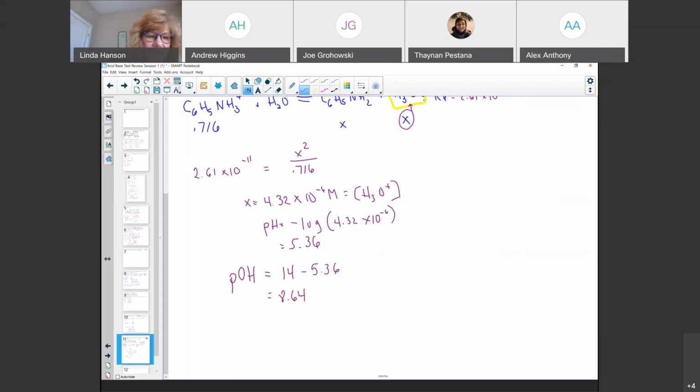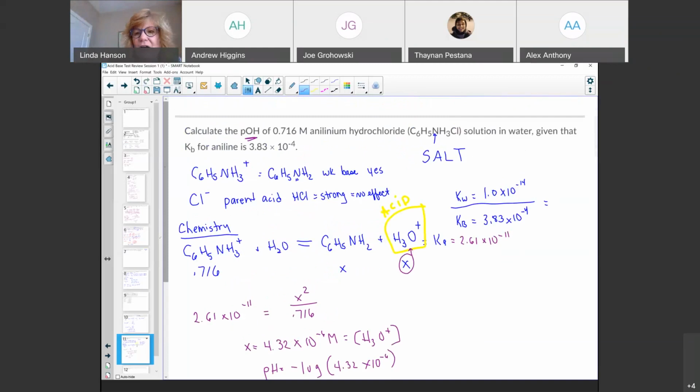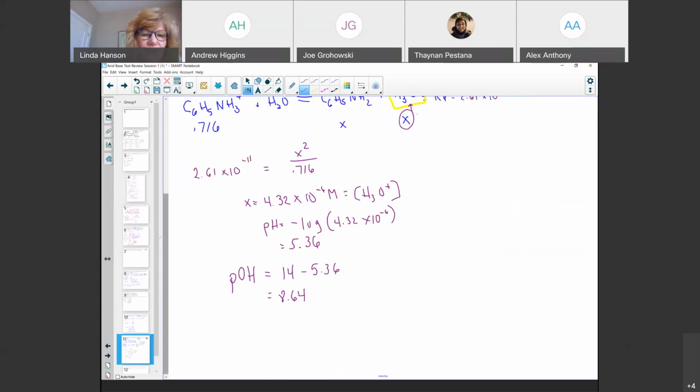So this one had a fair amount of chemistry to find out. First of all, are you recognizing a salt when you see one? And if you recognize a salt, you have to decide, okay, this is the guy that's going to influence the pH, the cation of a weak base. It influences by making this solution acidic. And ultimately, we worked for the pOH by just doing this last conversion from pH to pOH.